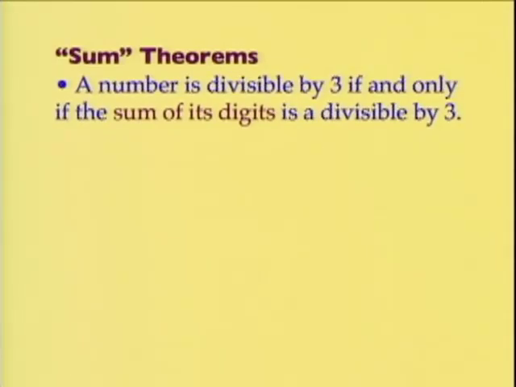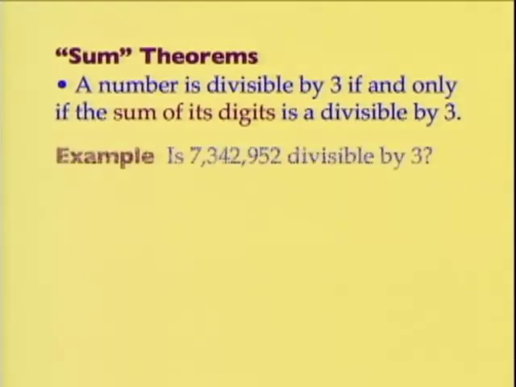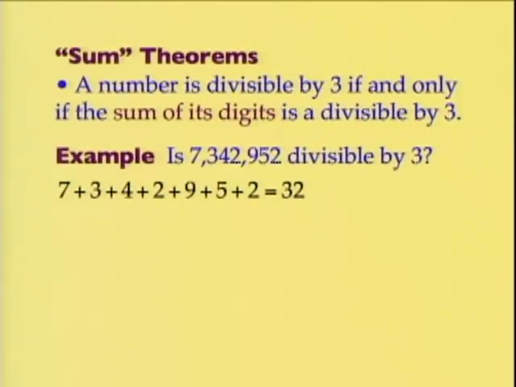Okay? We also have some sum theorems. These are really cool, where I can actually look at the sum of all the digits and tell if a number is divisible by 9, for example, or 3. A number is divisible by 3 if and only if the sum of its digits is divisible by 3. So this big ugly thing, rather than have to divide that out to see if I get a whole number, I can really just add up the digits. 14, 16, 25, 32. 32 is not divisible by 3, right?